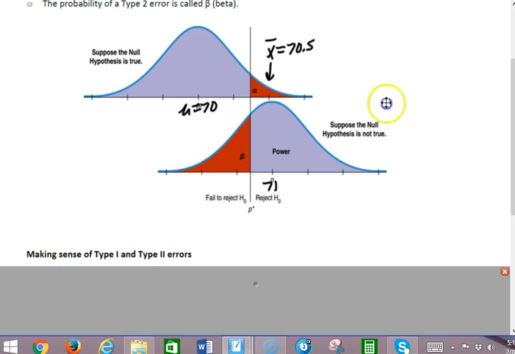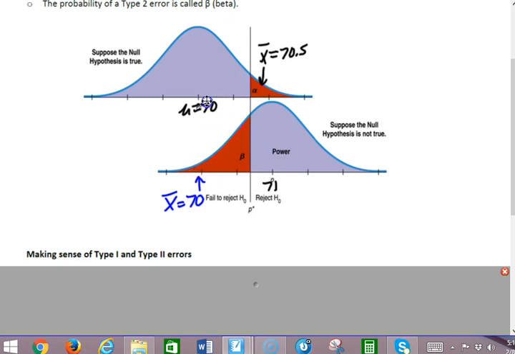All right. And so getting a 70.5 is possible even from this distribution. But what if I got something lower? What if I got something that was closer to 70? Like what if I even got 70? Okay? So if I get x bar equal to 70, that possibly could have come from this distribution. It would have been unusual, but it could have come from this distribution.